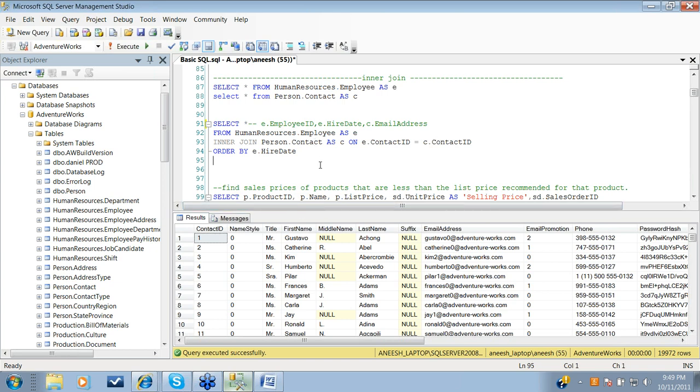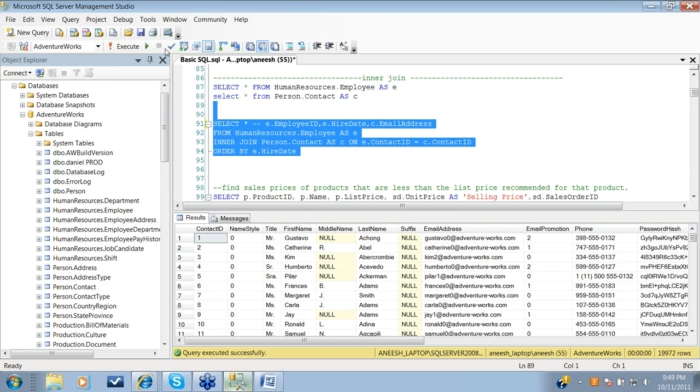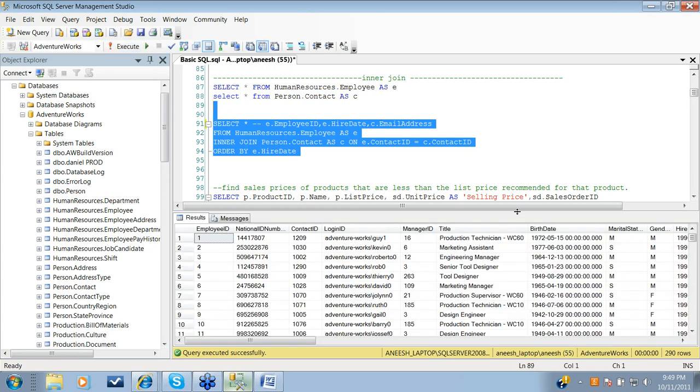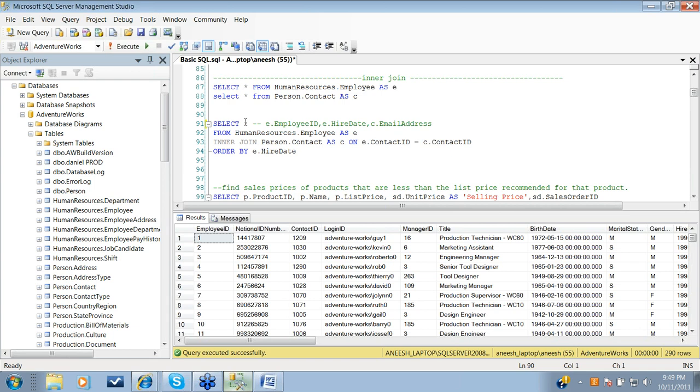Hey, Daniel? Yes. You said that E is an alias to the employee table and C is the alias to the person contact table, right? Mm-hmm. So when I execute the statement select star, E.employee ID, E.hire date, I highlighted and commented this part out, right? It's in green color. But why, when you execute these four lines, do you get both the tables together? Yeah, because we have a star here. Okay, so it will give both the tables. Yes.